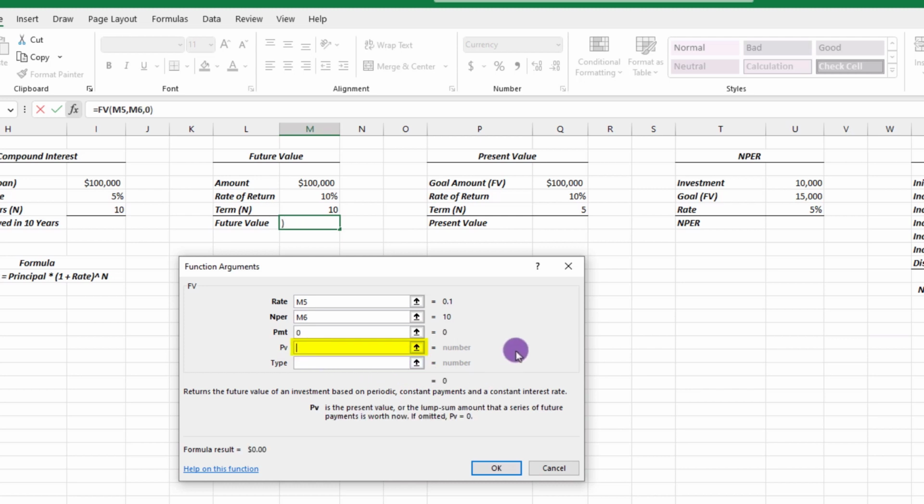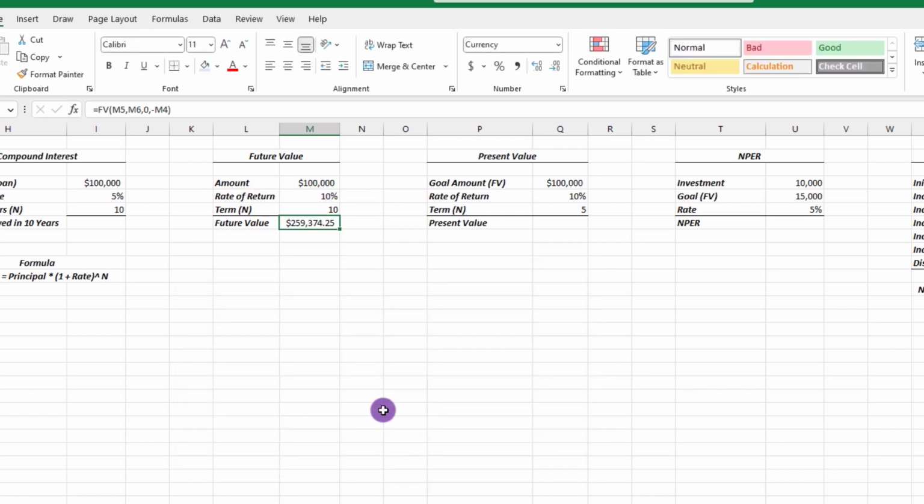And then for present value, or PV, since this is money out of our pocket, we have to put it in as a negative value. So we'll type a negative, then click on our amount, click OK, and right there we go. After 10 years, here's how much we can expect to have.